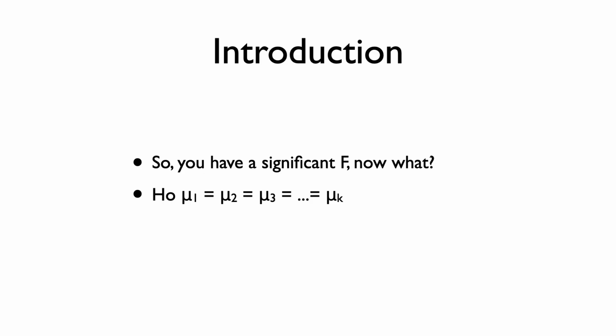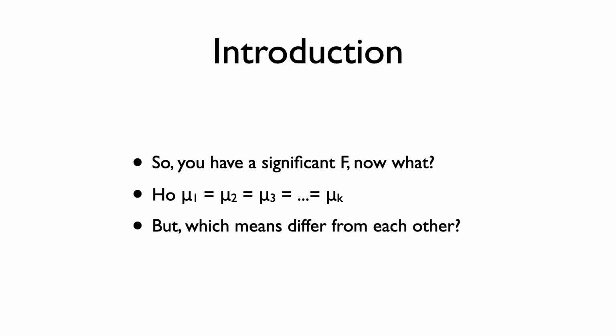Remember what our null hypothesis is here. Our null hypothesis is that H0: mu1 equals mu2 equals mu3 equals mu sub k. There are k groups in the experiment. So that's our null. When we get a significant F, it isn't telling us which groups differ, it tells us that at least two groups differ. Could be all of them, could be just two.